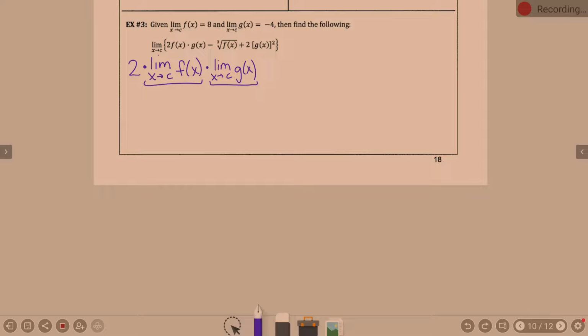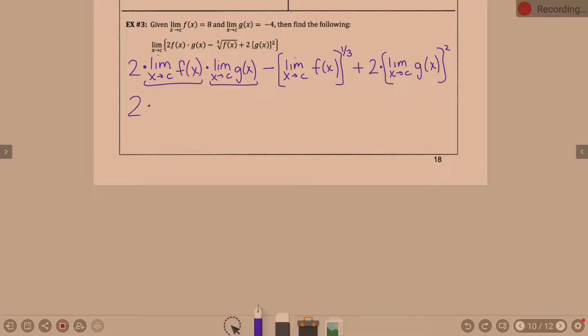So that's the first piece. Then we're going to subtract. And this is going to be the limit of f. What is a cube root? It's what power? 1/3. Just reviewing. And then you're going to have 2 times the limit of g, and that limit's going to be squared. Again, you don't have to write out the notation there to understand this problem and do it.